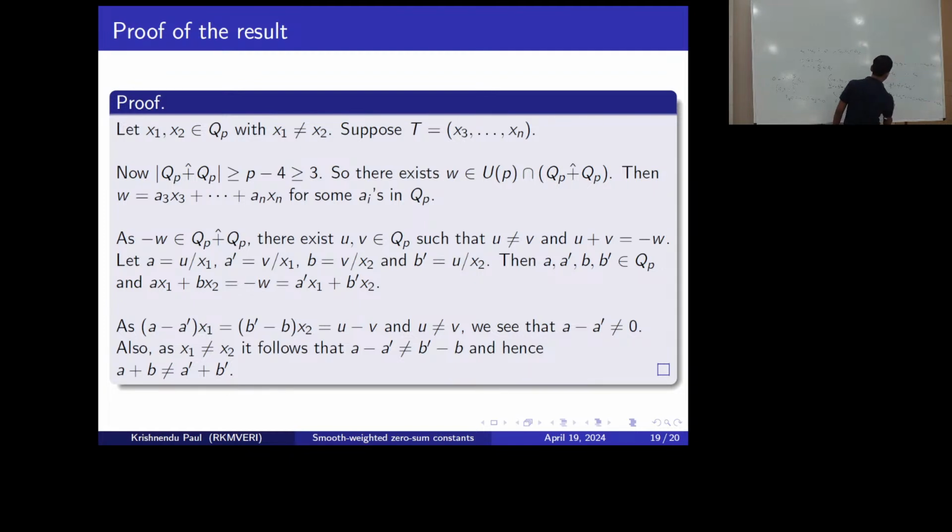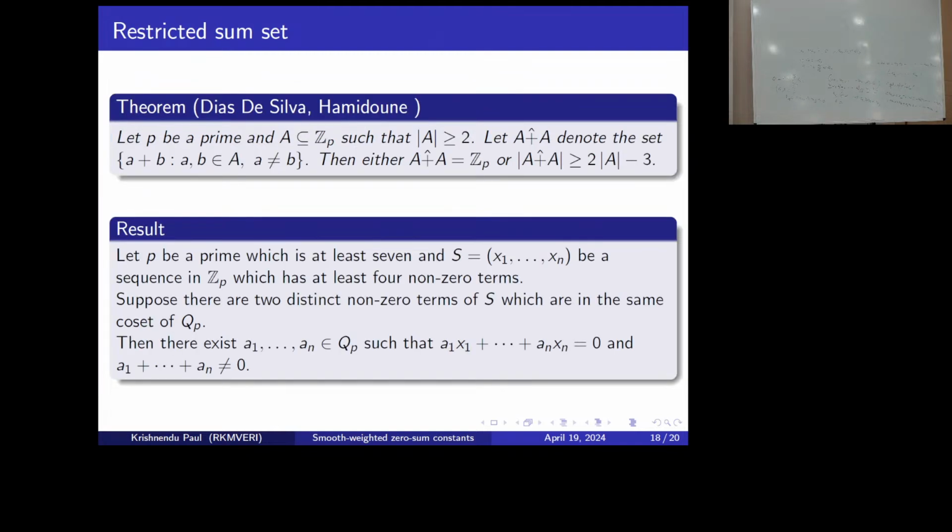This implies that a1x1 plus b x2 plus a3x3 plus ... plus anxn equals 0, and between these two coefficients a and b, one of them is different, so that means the sum a plus b, or either the sum a prime plus b prime plus a3 up to an, will be non-zero. That's what we want. So we want the weighted combination to be 0, but the sum of the weights to be non-zero. Okay.